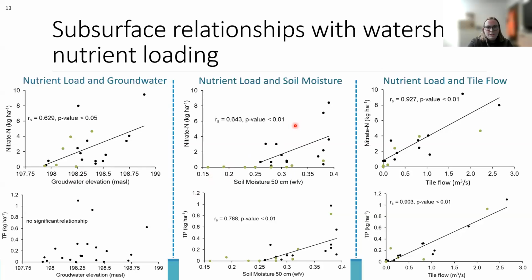Looking at soil moisture, so we looked at depths of 10, 20, and 50 centimeters. At 10 and 20 centimeters, there was no relationship between nitrate or phosphorus loads. But looking at 50 centimeters, there was an increased correlation with the nitrate loads and an even higher relationship with total phosphorus. And then looking at tile flow and nutrient loads, there was a strong relationship with both nitrate and total phosphorus. And that's just highlighting the importance of tile flow on nutrient movement in the watershed.